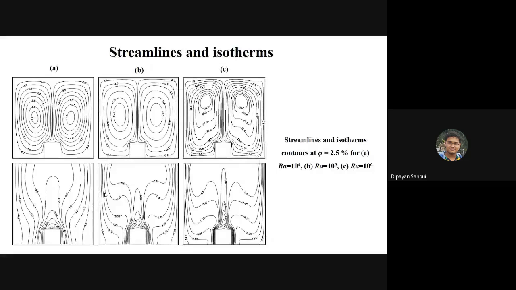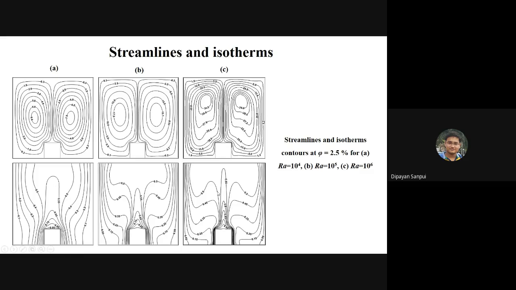Now coming to the second one, at a constant concentration of 2.5% with changing Rayleigh numbers, you can see that with increasing Rayleigh numbers the flow circulation is increasing. Along with that, the isotherms are moving more towards the boundary, and the thickness is also very less, giving greater chances of heat transfer.